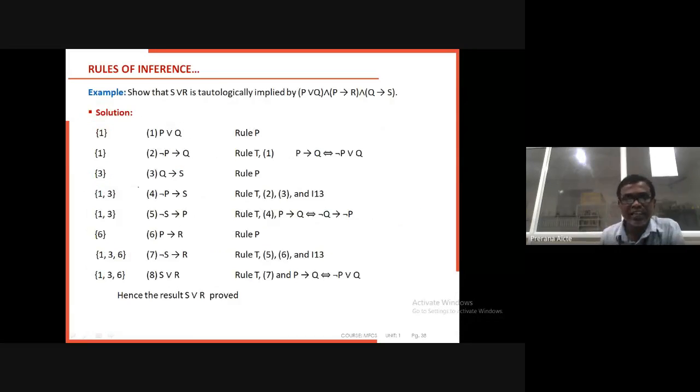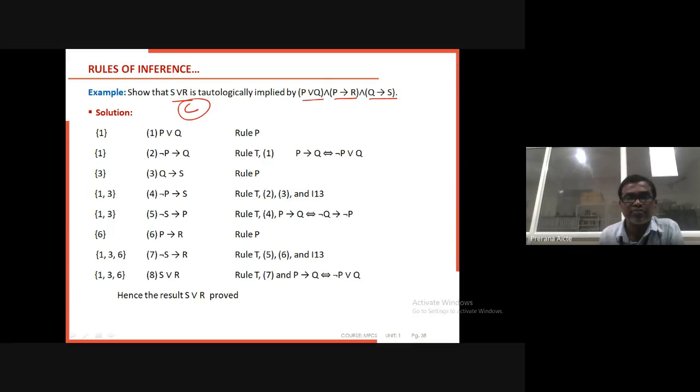Now let us see a small example. Suppose the problem is given: P or Q, P implies R, and Q implies S. These are the given hypotheses, the premises. From this, we need to check whether S or R is logically derived. First, we need to consider the hypotheses in such a way that it is possible to apply the equivalence formulas we discussed previously.